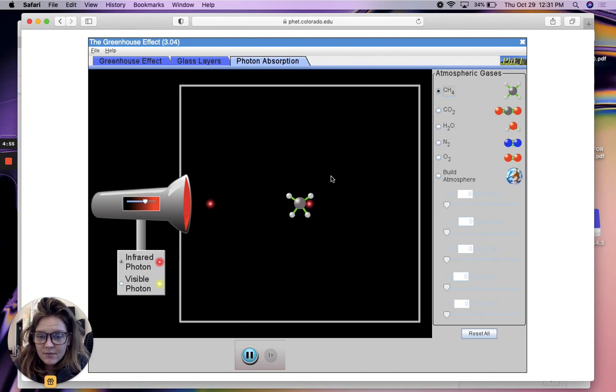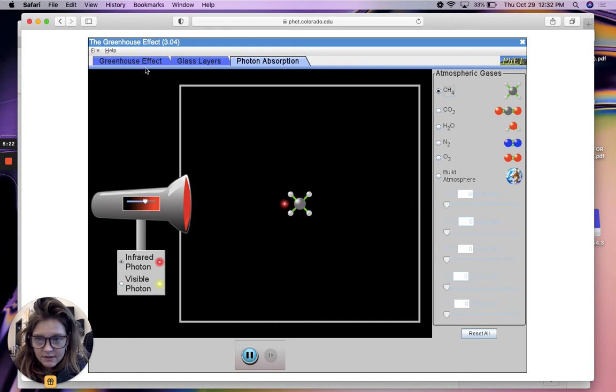That works the same way. So you could say in your table that the molecule absorbs the photon and then re-radiates it. Half the time it re-radiates it in the direction it was going, out to space, and the other half of the time it shoots it back down to Earth. And that's why we say this is trapping the heat, because some of the heat is actually not allowed to get past these molecules and is sent back to Earth.